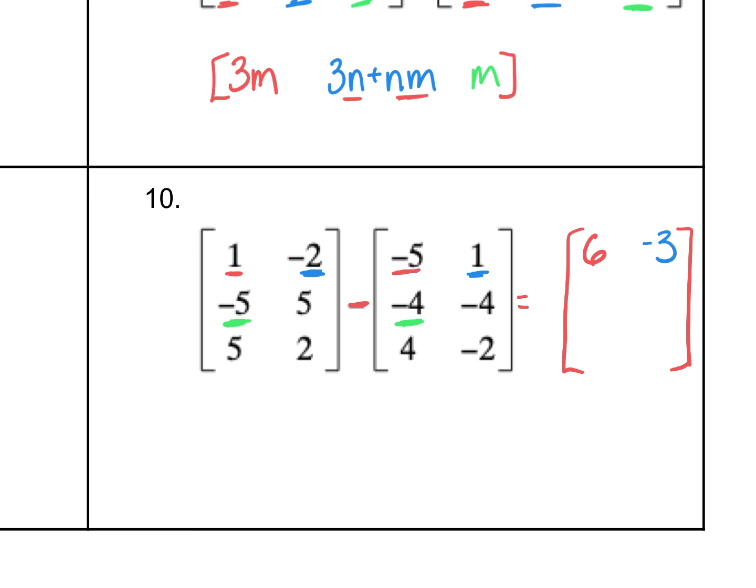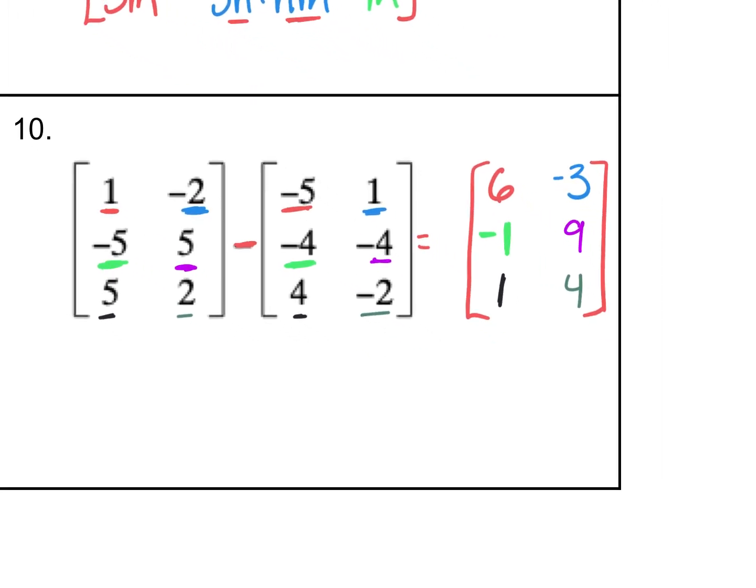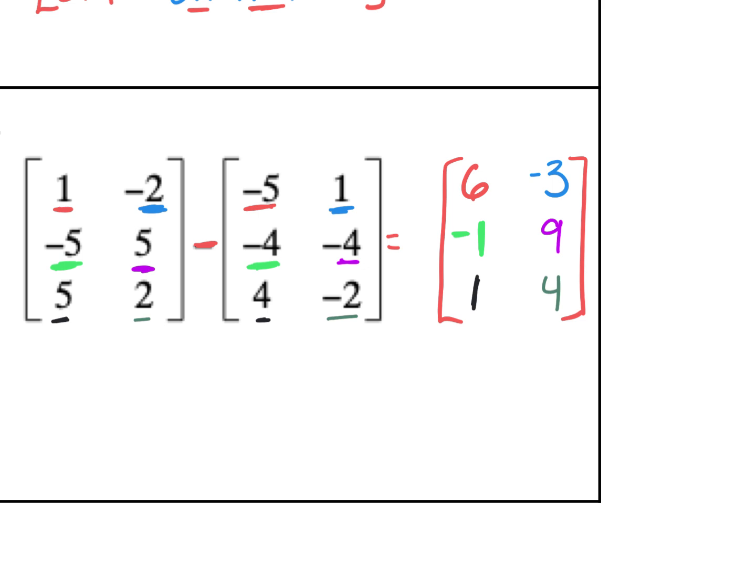-5 minus -4 is -1. Okay. Row 2, element 2 is 9. Good. Row 3, element 1. And lastly, 2 minus a -2 is 4. Good deal. How do we feel about that?